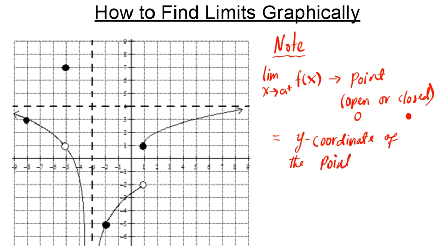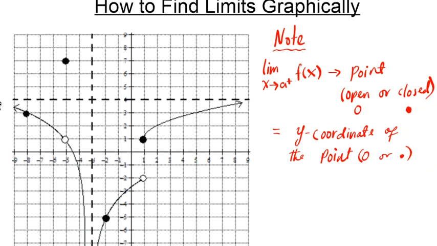It doesn't matter if the point is open or closed. The whole concept of the limit is you're approaching the point. You do not have to get to the point. Alright? So if you're approaching the point, whether open or closed, your directional limit is going to be the y coordinate of the point that you're approaching.